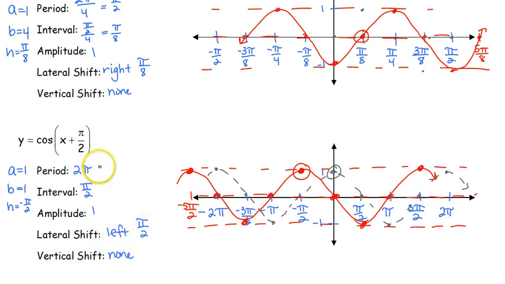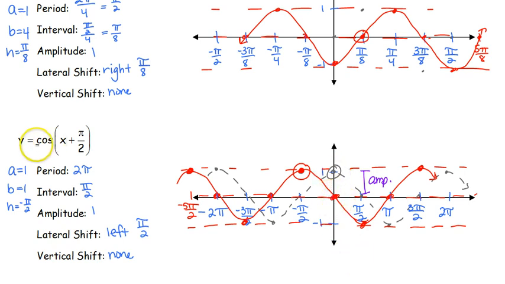We didn't have a shift in our period this time, so it's just 2 pi and pi over 2. And remember, the period and the interval can be seen in your labels on your x-axis. The amplitude was 1, which again just means the vertical distance between your points.